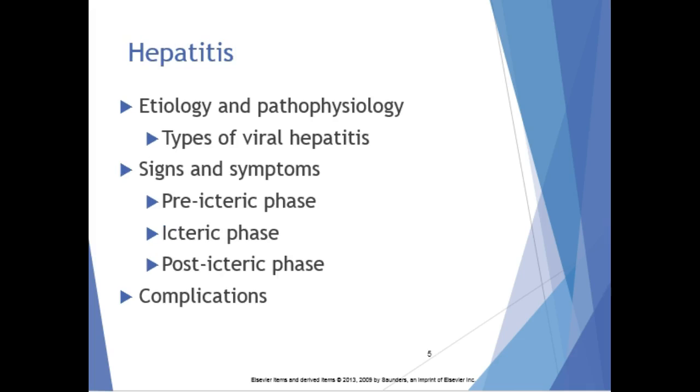Next, we'll talk about disorders of the liver. First of all, there's hepatitis. There are 5 different types of hepatitis: hepatitis A, hepatitis B, hepatitis C, D, and E virus.